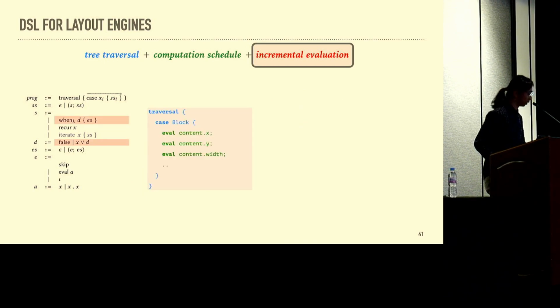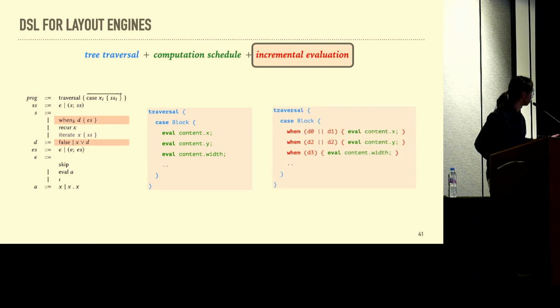Okay, so in Medea's DSL, we have this kind of when block to implement the idea of incremental traversal with dirty bits. For example, we can take a non-incremental traversal, as you can see at the center of the screen, and we can simply decorate each attribute evaluation with a when block along with the correct dirty bit condition.